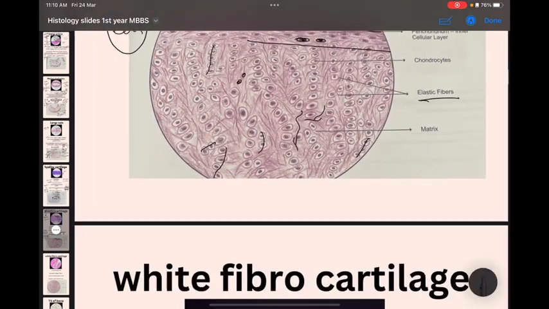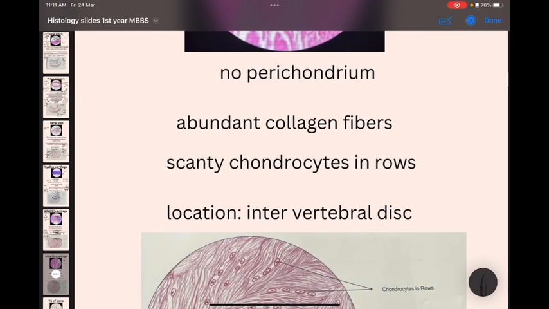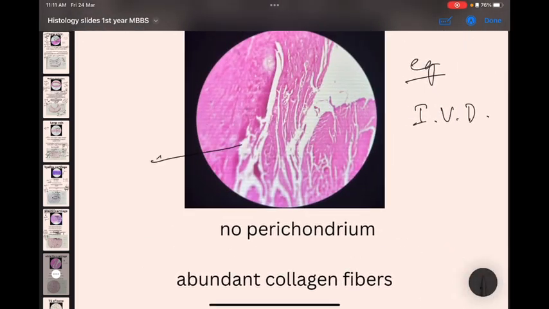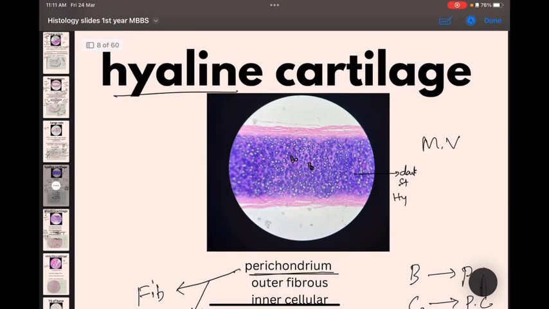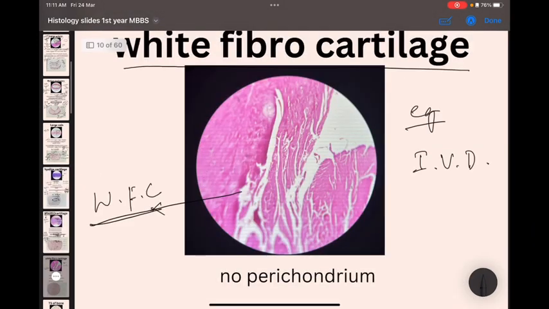Okay. Next, coming to white fibrocartilage. I'll tell you the example where it is present. It is present in the intervertebral disc. Yes, the intervertebral disc is the location, so you can identify it very easily. This is the easiest slide to identify white fibrocartilage. See, hyaline cartilage, elastic cartilage, hyaline, elastic, white fibro.